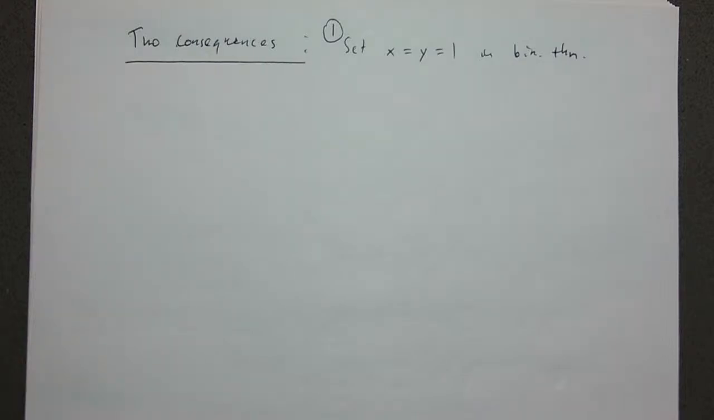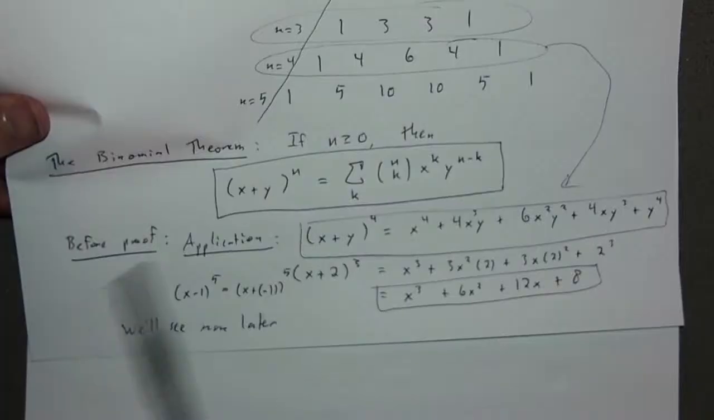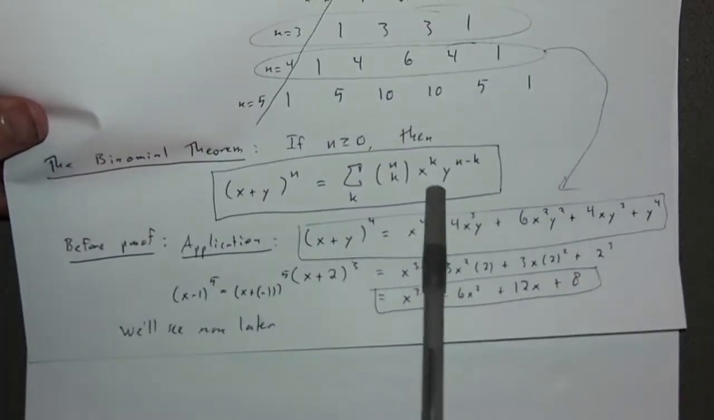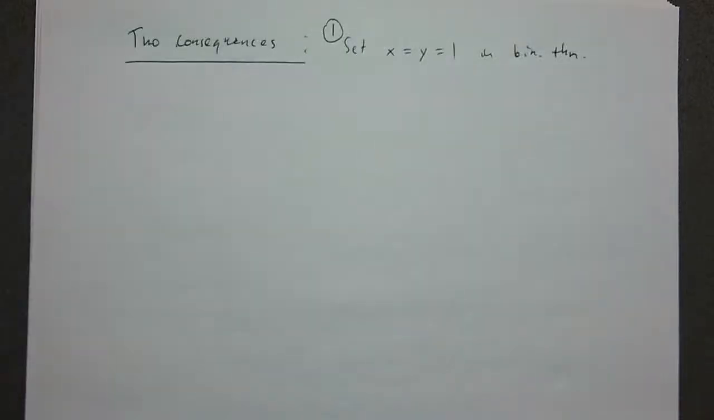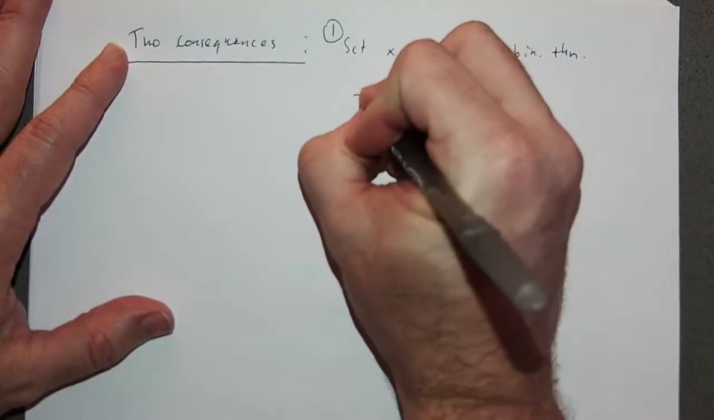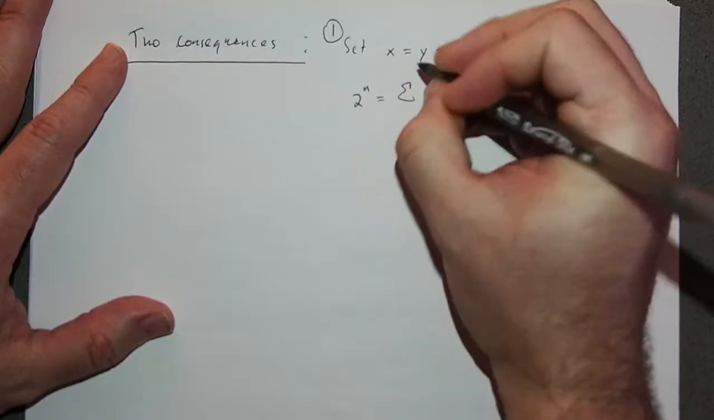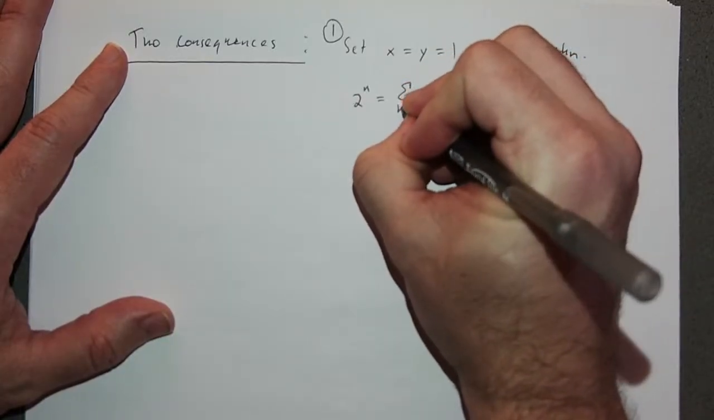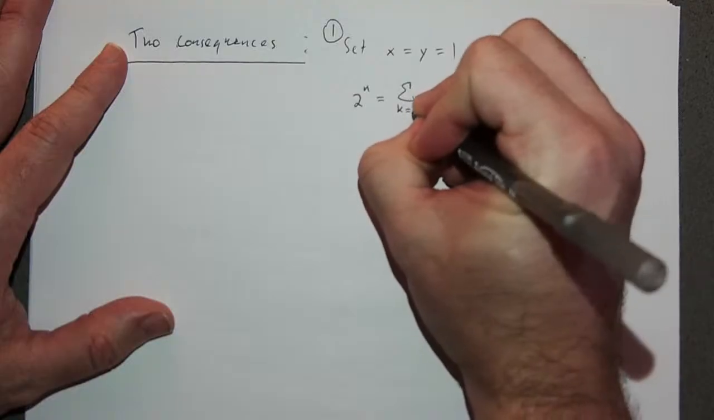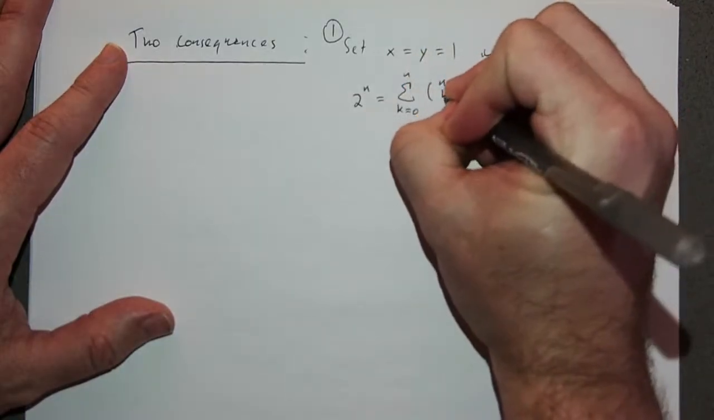Well, if x and y are both 1, then this is 1 plus 1 to the n, or 2 to the n, is equal to, since raising 1 to any power is just 1, the sum of these binomial coefficients. So 2 to the n is equal to the sum of these binomial coefficients. So this is the sum from k equals 0 to n of n choose k.